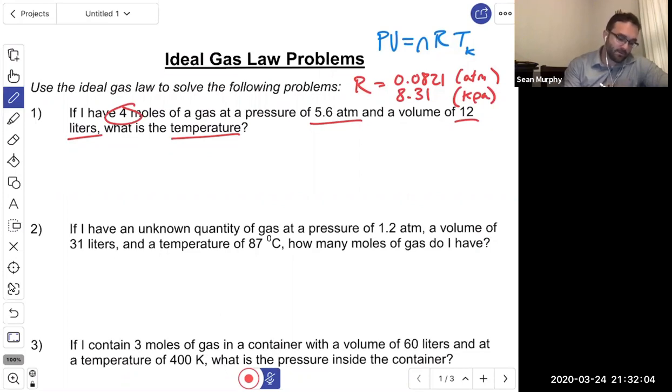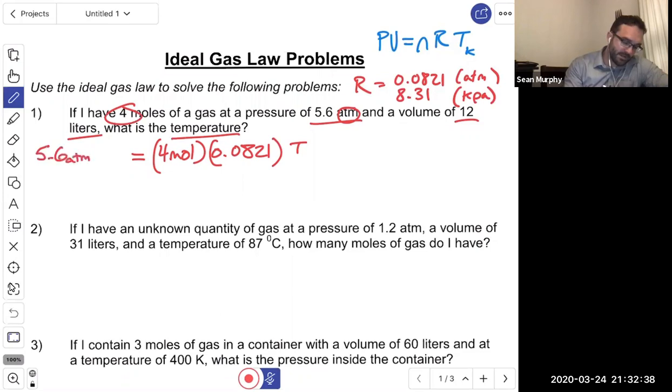We have 4 moles. So 4 is going to be on the right-hand side because that stands for number of moles. And don't forget your units there, people. R, since it's atmospheres, we're going to be using 0.0821. And what is the temperature? So we are looking for temperature. Pressure is going to be on the left-hand side, 5.68 atmospheres. And then volume is going to be 12 liters.